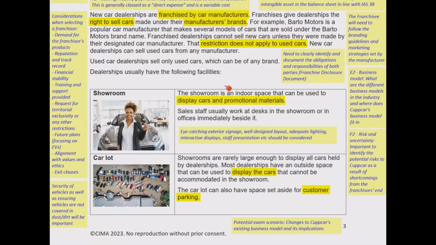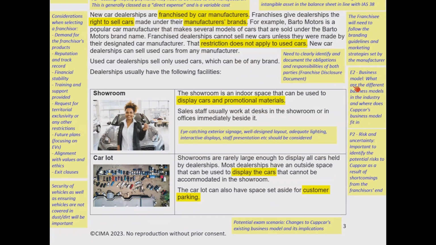Okay, then. Now, important point just to mention on the right here, regularly tested in this exam, is about the business model. When we get onto the second webinar where we look more at Cuppcar itself, we will understand what Cuppcar's business model actually is. And we need to realize that any kind of changes proposed in the exam on exam day could actually take that business model into a different direction.